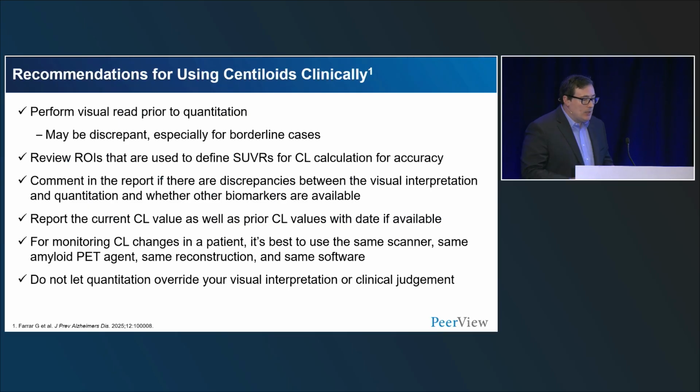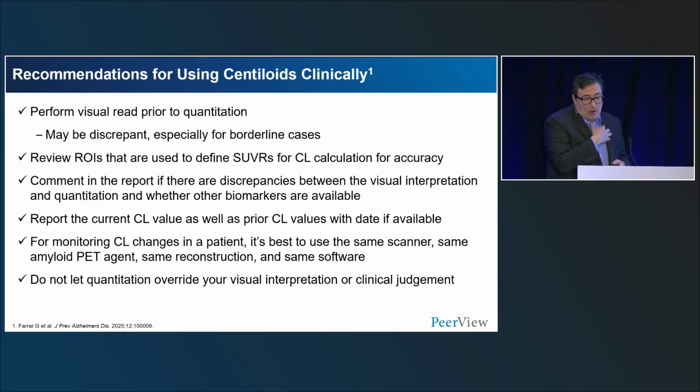So in terms of how to use these clinically, I like to perform the visual read, make my mind up, see what the centiloids show. And we do see discrepancies. Some of this may be an error in reading. Some of this may be an error in centiloids. Some of this, the patient is right at the edge of positivity, both visually and quantitatively. I always look at the ROIs that define the SUV ratios, the SUVRs that are then going to be converted to centiloids. I look very carefully if it's discrepant between my read and the quantitative value, but that's a good quality control check. And you may have cases where you can't resolve which is right, the visual or the centiloid. In those cases, I report that there's a discrepancy.